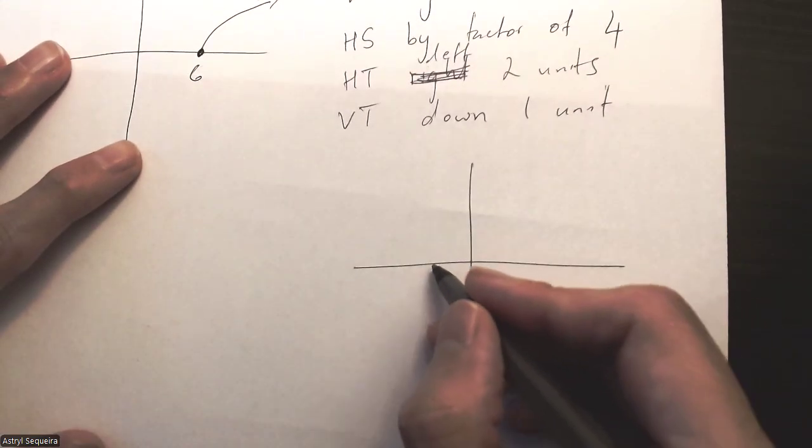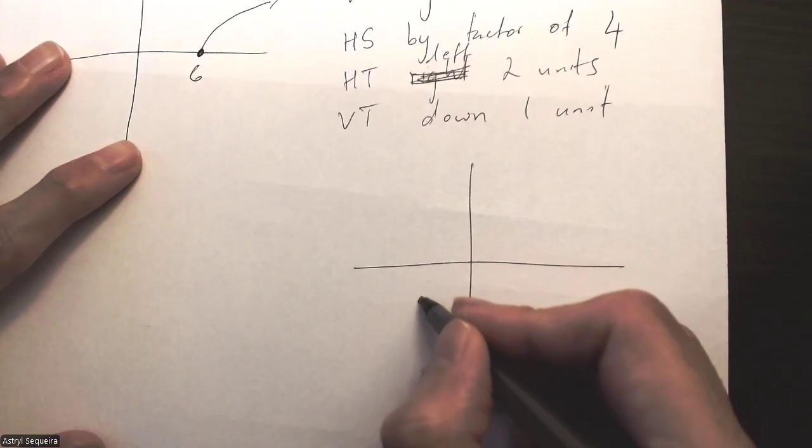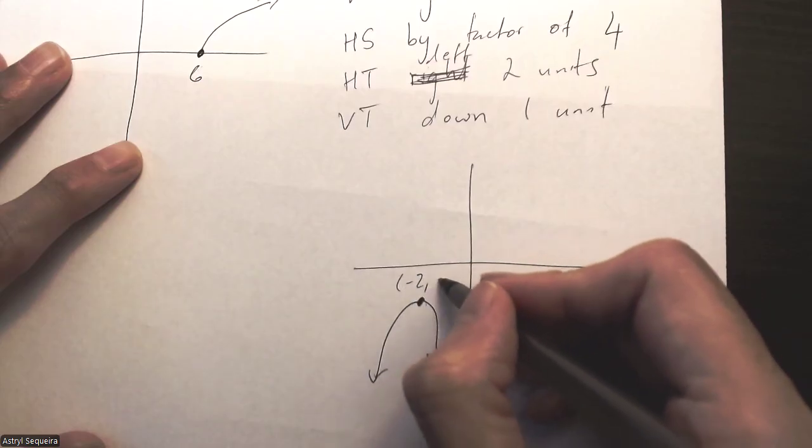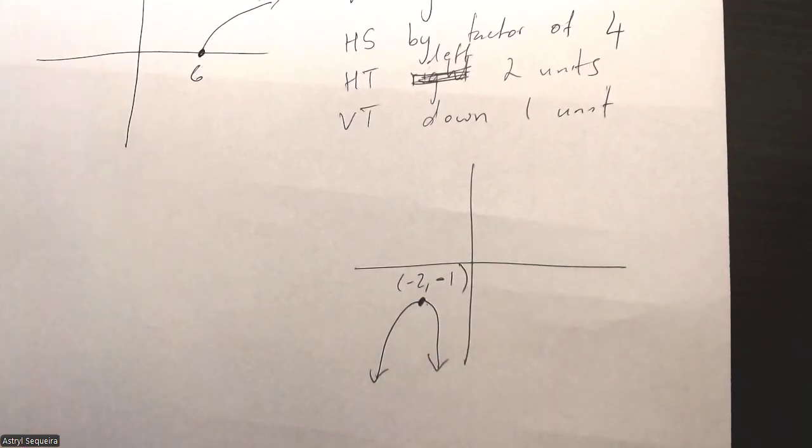So (-2, -1) is my vertex, and then it opens down because it's reflected in the x-axis.